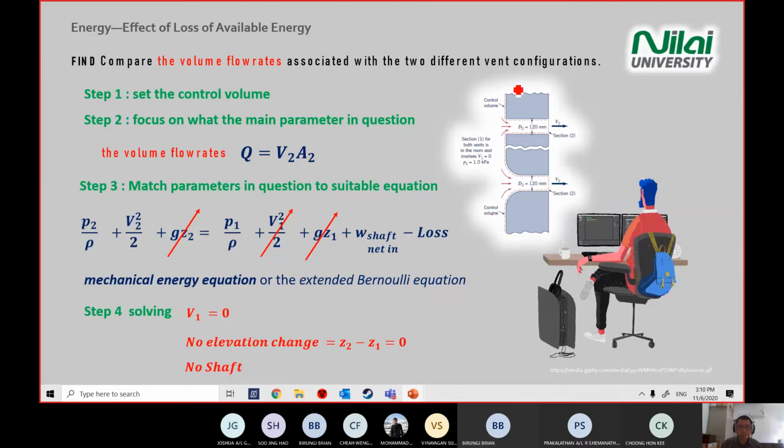Then because we don't have a shaft component inside our system, because we don't see any working, rotating object here, we can further simplify our mechanical energy equation. You take out the shaft component. This is so direct. Sometimes there is a free mark inside the question, so you need to know how to take out terms and then how to simplify it. So at the end, you will get a very simple equation.